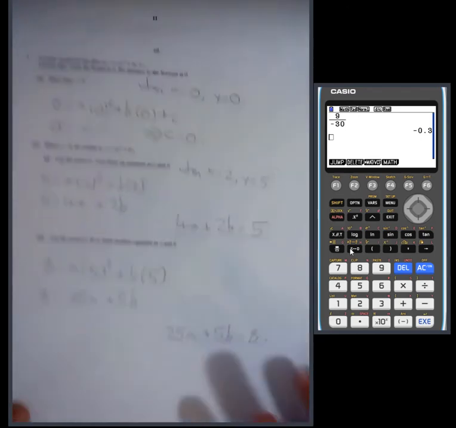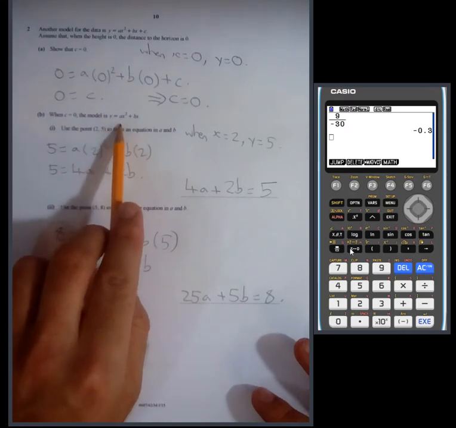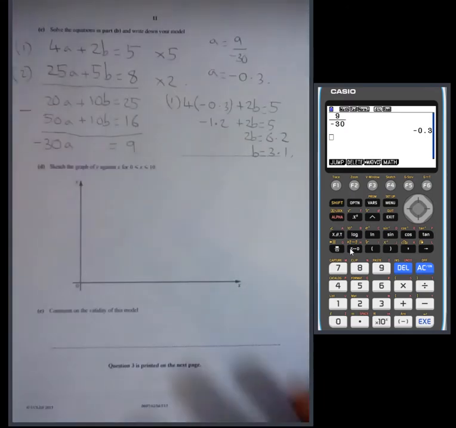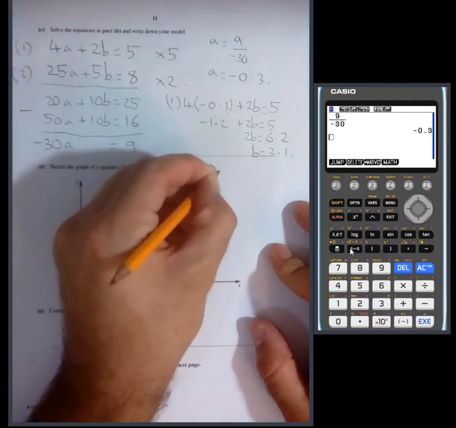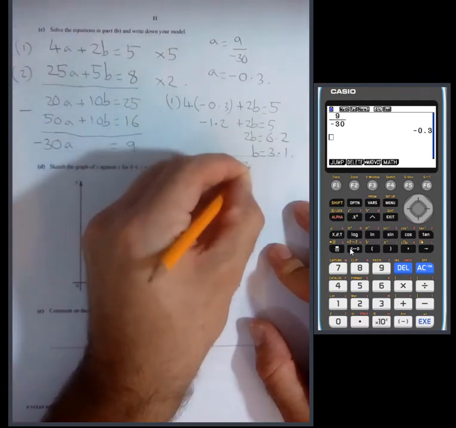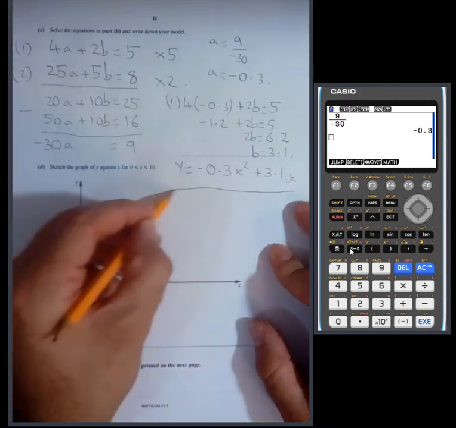So now to actually write down the model, remember what the model was. If we go back to number 2, y equals ax squared plus bx. So that means y equals minus 0.3 x squared plus 3.1 x. So there's the model.